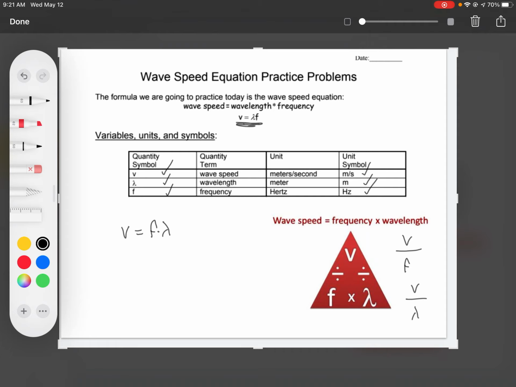So when I'm looking for velocity, right, which is the same as speed, I'm going to use this equation here, and the wave speed triangle shows me that velocity is going to be equal to frequency multiplied by wavelength.